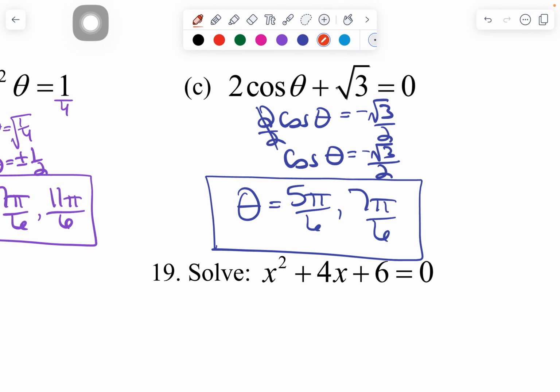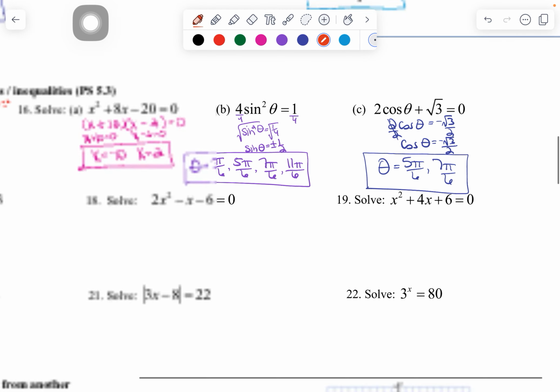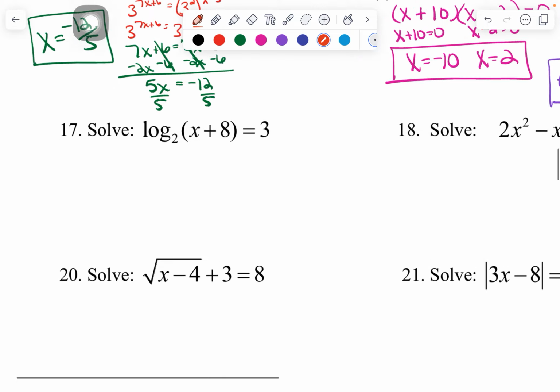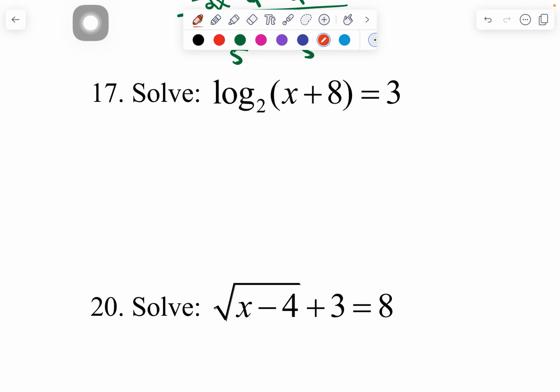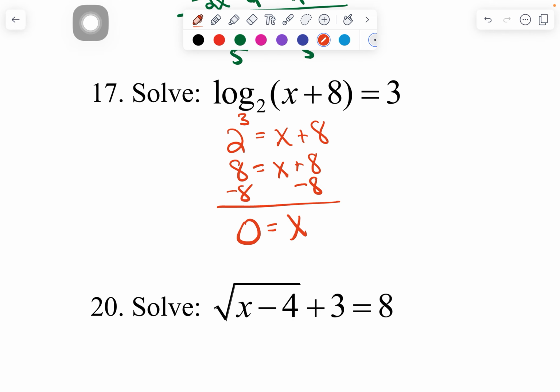All right, a couple trig equations done. Let's see what's next. Number 17. This time we have a log equation: log base 2 of x plus 8 is equal to 3. I'm going to convert this to exponential. My base is 2, my exponent is 3, and this is equal to the argument, x plus 8. 2 to the third is 8, so that equals x plus 8. If I subtract 8 from both sides, x is equal to 0. So there's my answer.